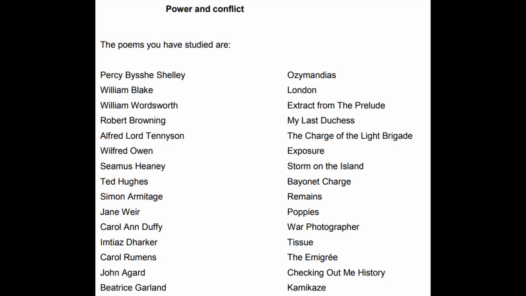A list of all the power and conflict poem titles and their authors will be printed on the exam paper. Take a look and tick those poems which you think will link well with War Photographer and how war affects people. As you can see, there's quite a choice, and you can expect that the question in your exam to allow for a broad range of possible poems.